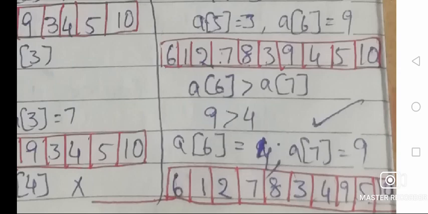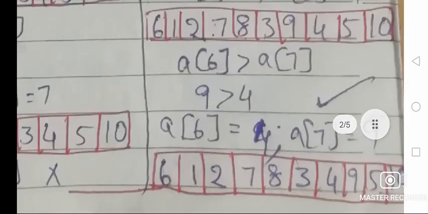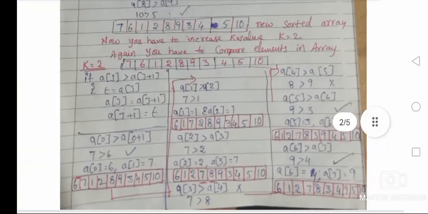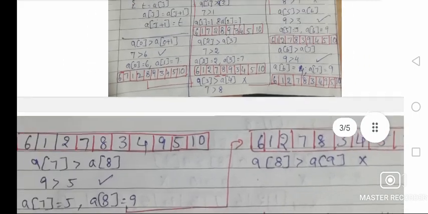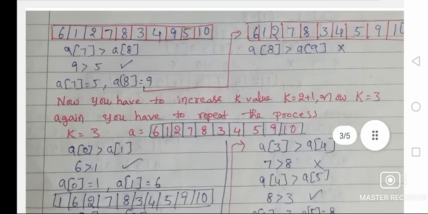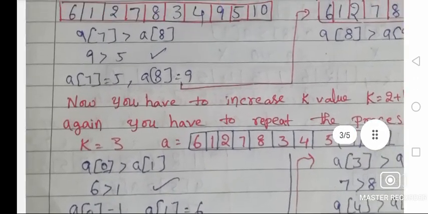You can find the new array here, 6, 1, 2, 7, 8, 3, 9, 4, 5, 10. So again you have to increase the J value and check the condition 9 greater than 4. It will be true and you have to exchange the values. You can find the new array here. Okay, continuation of this: 6, 1, 2, 7, 8, 3, 4, 9, 5, 10. This is our present array. So again you are increasing J value and checking the condition.